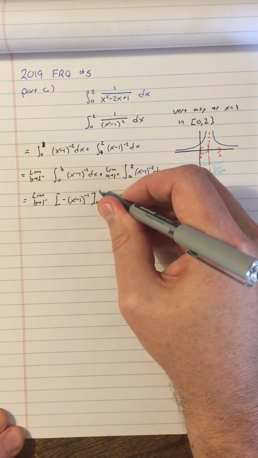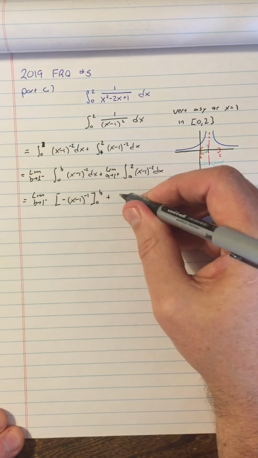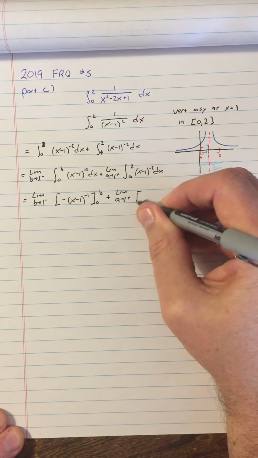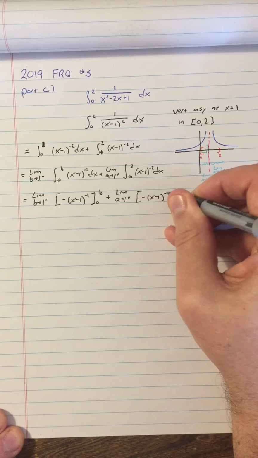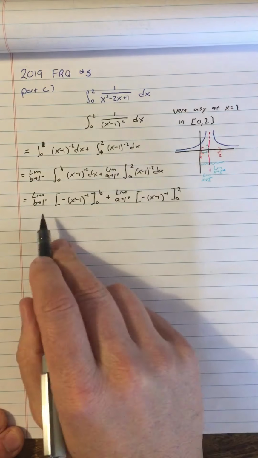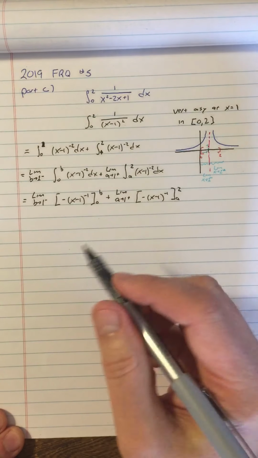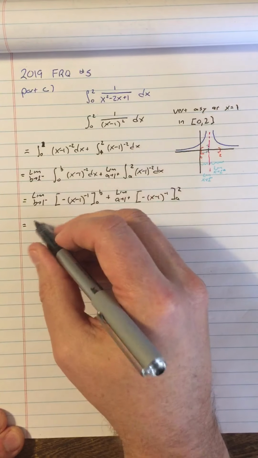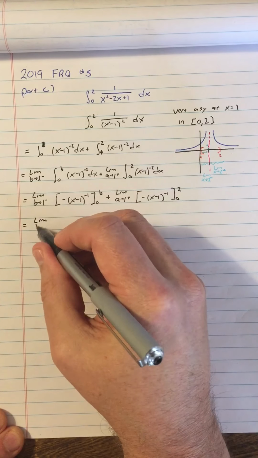And then this is from 0 to b, and then plus I'm going to have the limit as a approaches 1 from the right of negative (x minus 1) to the negative 1 from a to 2. All right, and then I should go ahead and do my plugging in the top and the bottom. So when I plug in the top, I'm going to be actually using the variable b. So that's where the limit's going to show up.